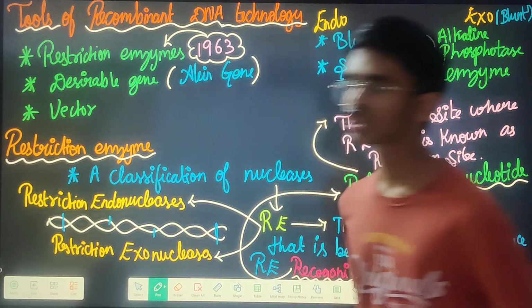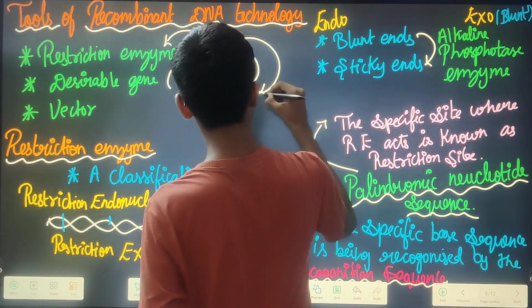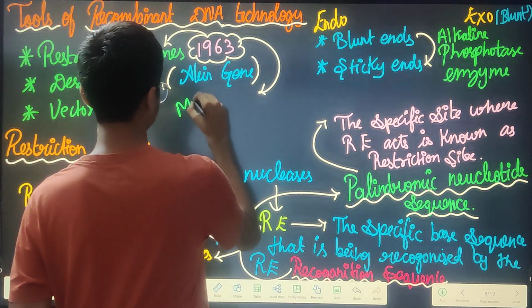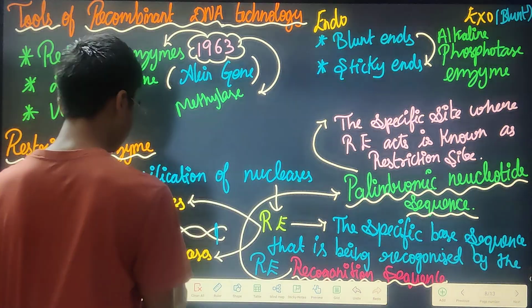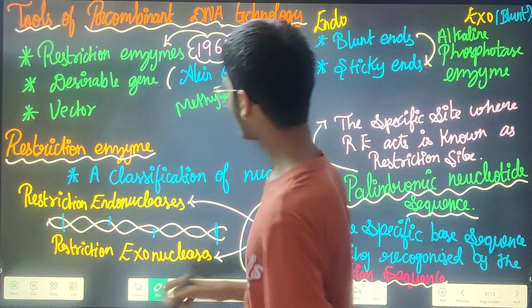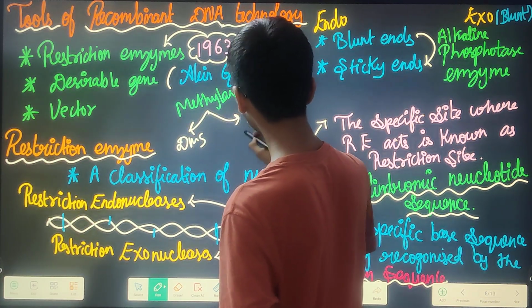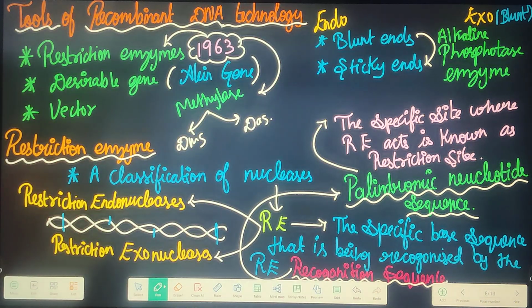Amongst them, one is the restriction enzyme. Then what about the other one? That is methylase. In methylase, you even have two different categories, and the names will be DMS and DAS. Just give me a second, I'll check whether it is correct or not.